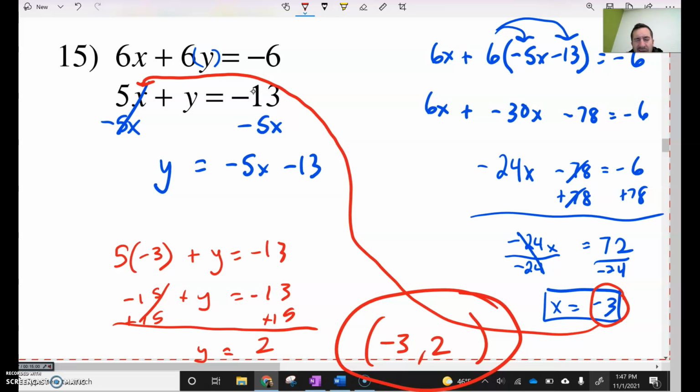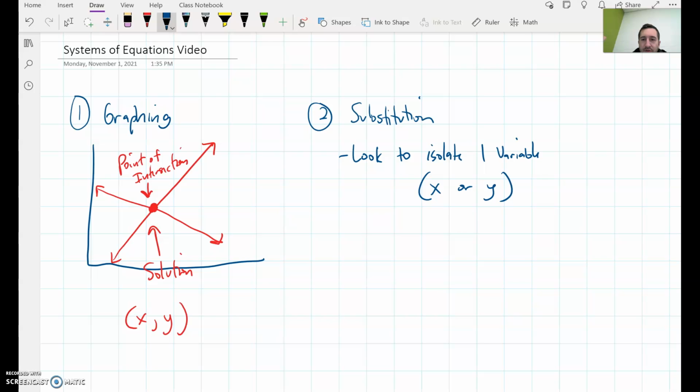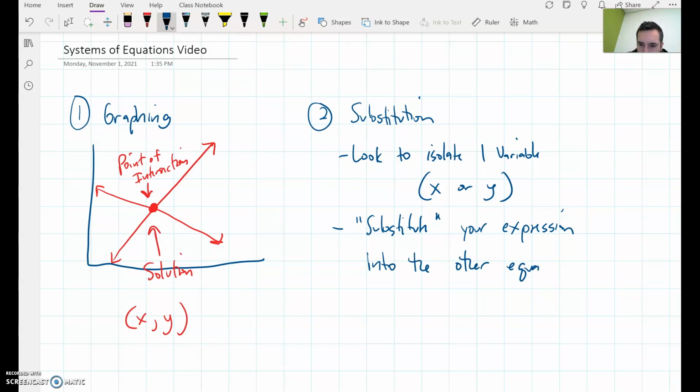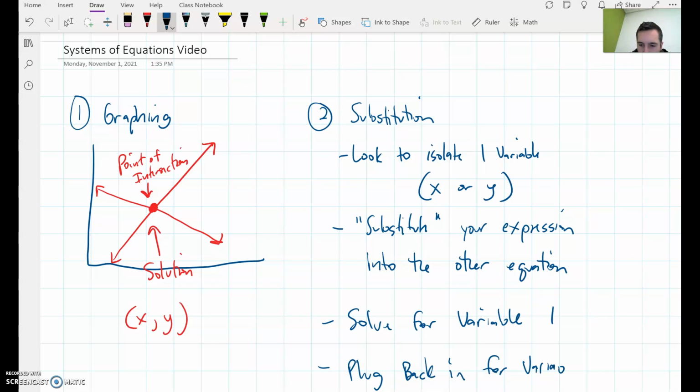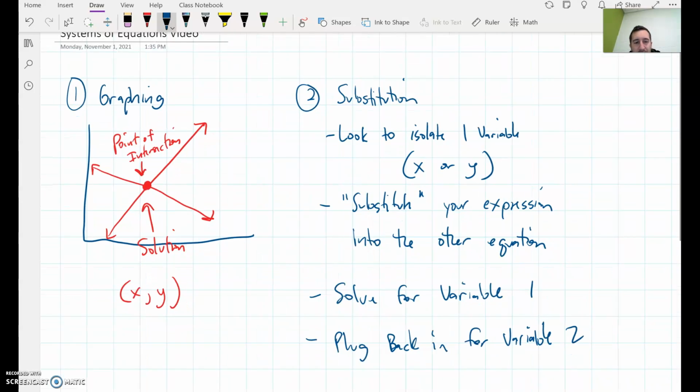We're at the 8-minute mark, so I need to switch over to elimination method, but just remember, with substitution, your goal is to look to isolate a variable, and then you substitute your expression into the other equation, and then you solve for variable 1, and then you plug back in for variable 2. Okay, that's the substitution method.